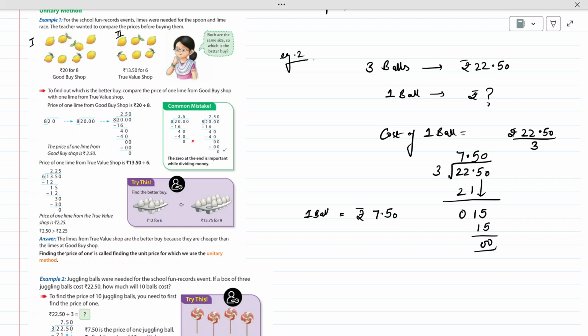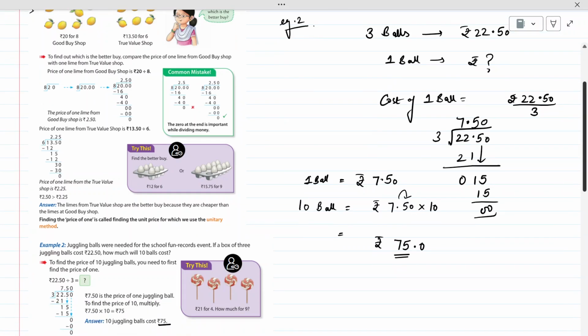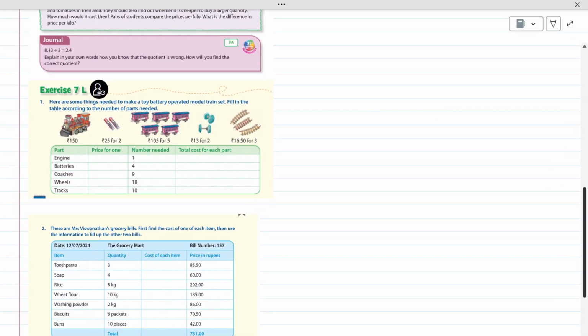Now what we are going to do here is, for 10 balls we have to find out the price. So we are going to multiply 7.50 with 10. And we have learned that whenever we multiply with 10, the decimal moves one place to the right. So that means the cost will be 75.0 for 10 balls. Okay. And this is the same here. See. So I hope that you have understood this. This is simple multiplication, kids.